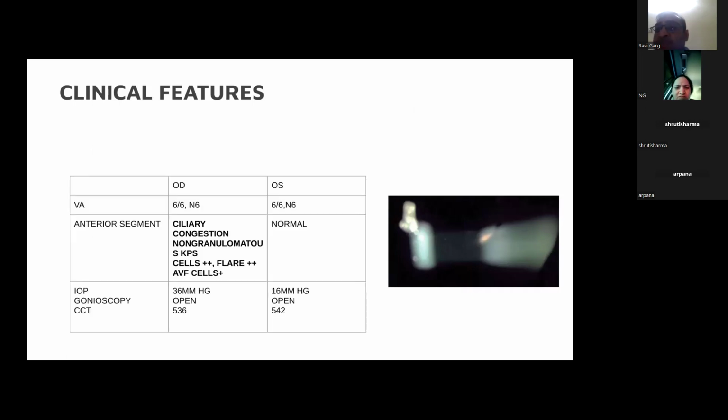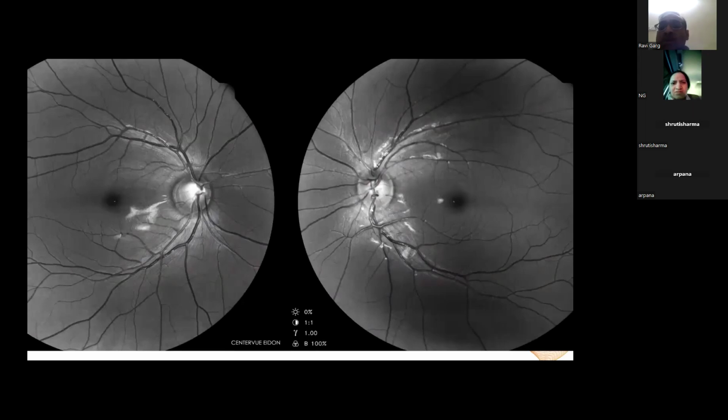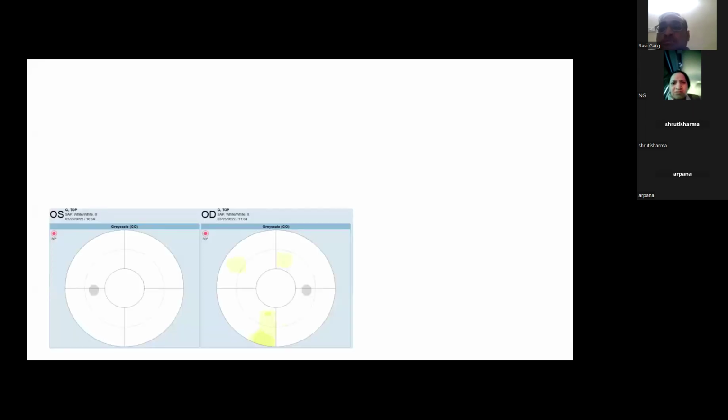The image is not very clear, but there were grade 1 to 2 cells and flare, and some cells in the anterior vitreous space also. The pressure was really high, 36 millimeters of mercury in the right eye. The left eye was absolutely normal. Gonioscopy showed open angles, and central corneal thickness was normal.